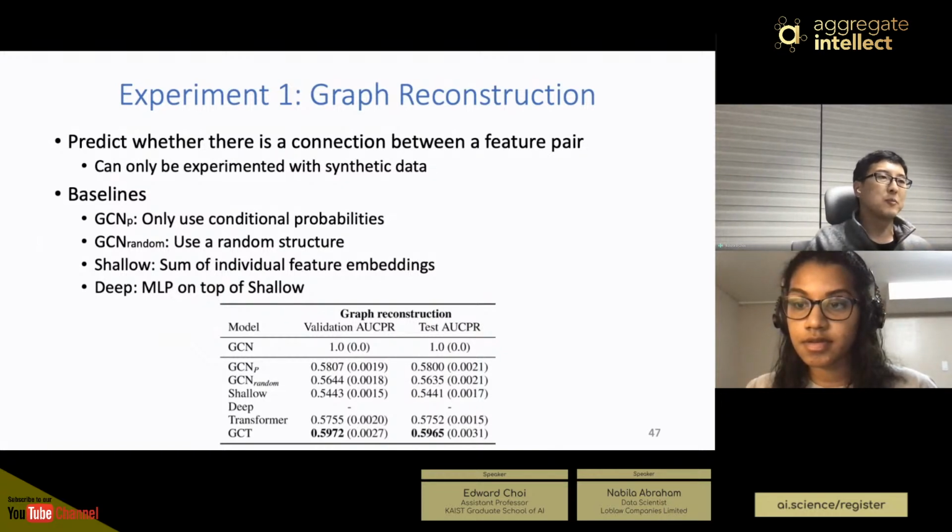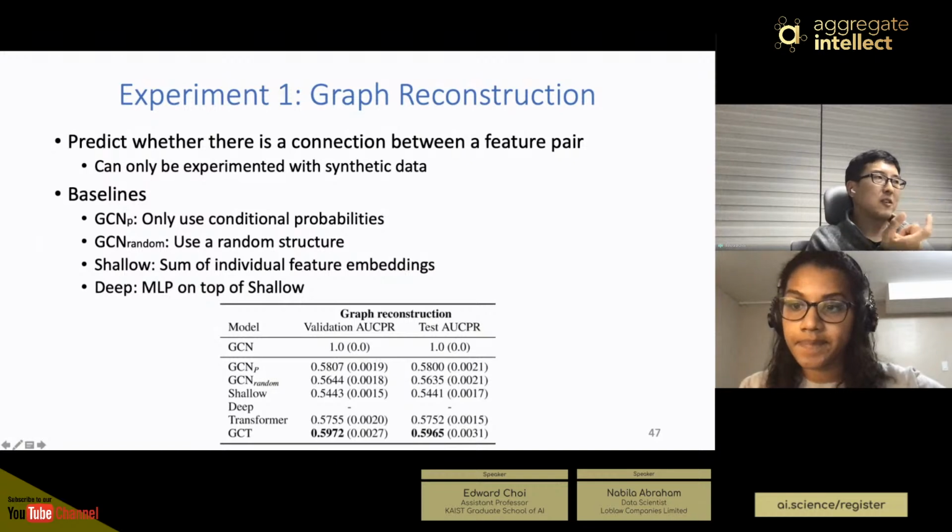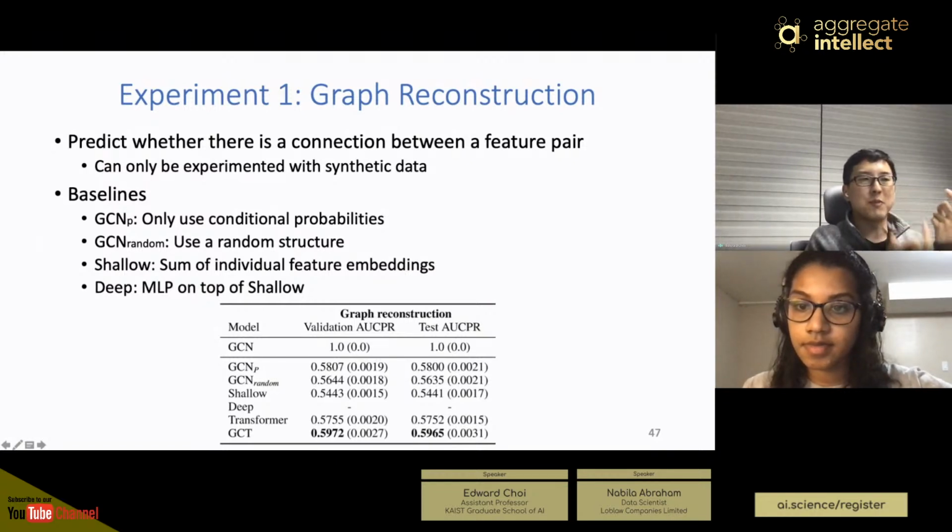So given the synthetic and EICU, using the synthetic dataset, since I know the true structure, I could do something like graph reconstruction. So given a pair of codes, are there edges between the pair of codes? So you can do edge prediction.